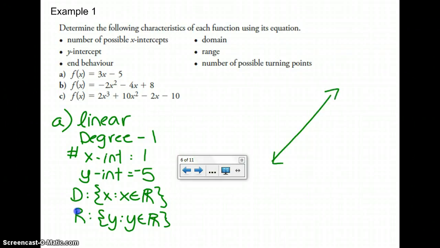Then we need to talk about the end behavior. So where will this line start and end? Remember, is it positive or negative? It's positive, so that means it goes in this direction. Quadrant 3 to quadrant 1. And how many turning points? 0. Good, 0 turning points.